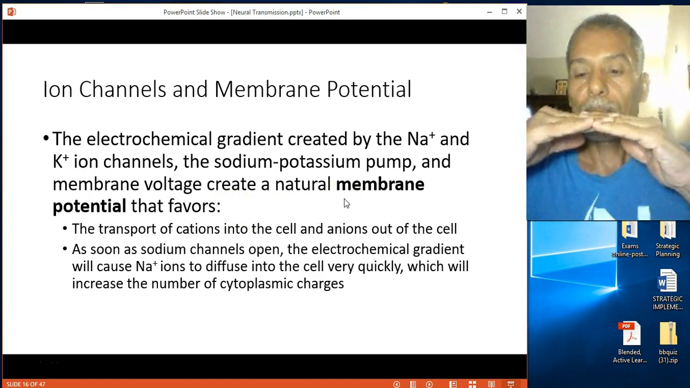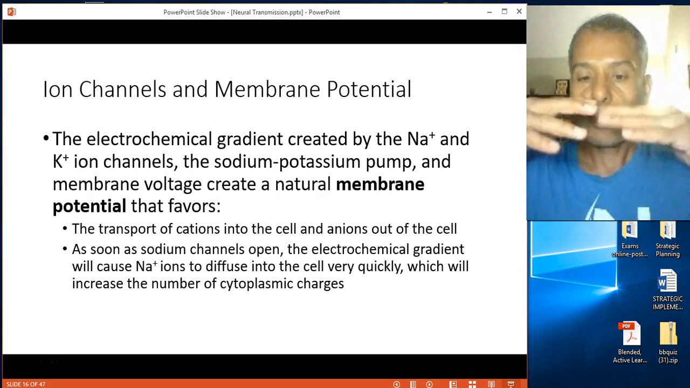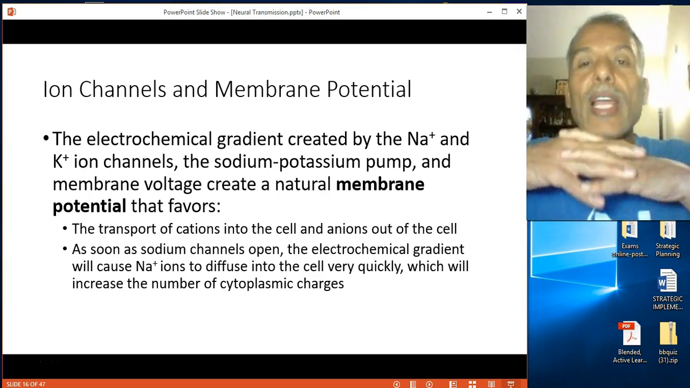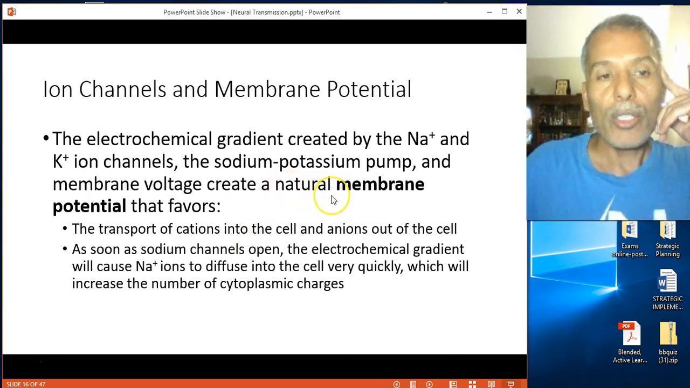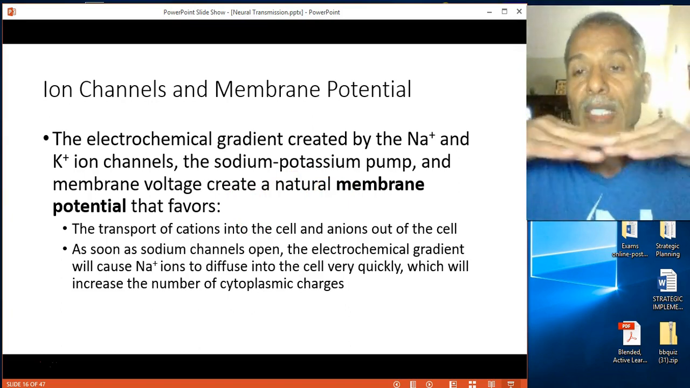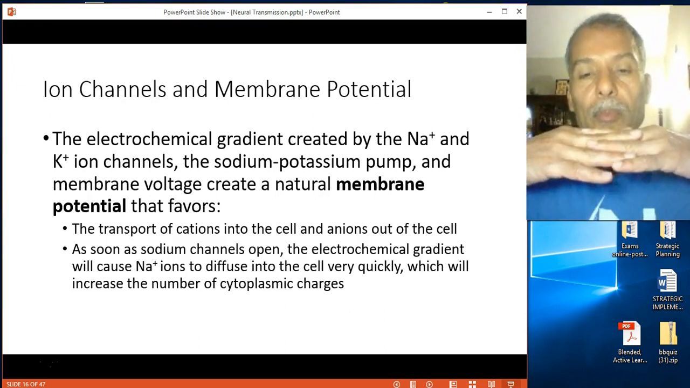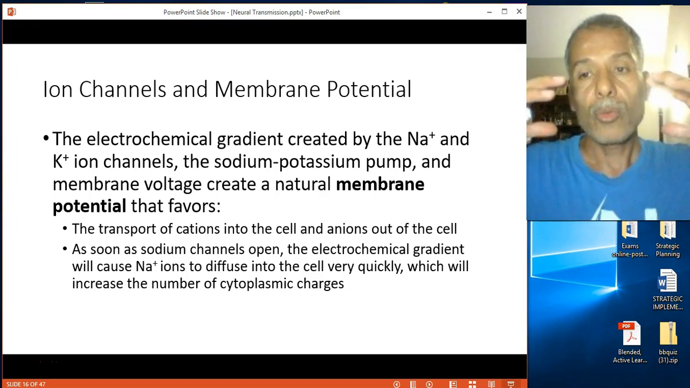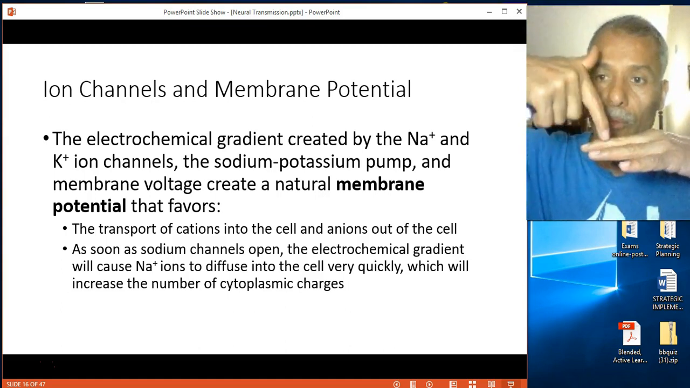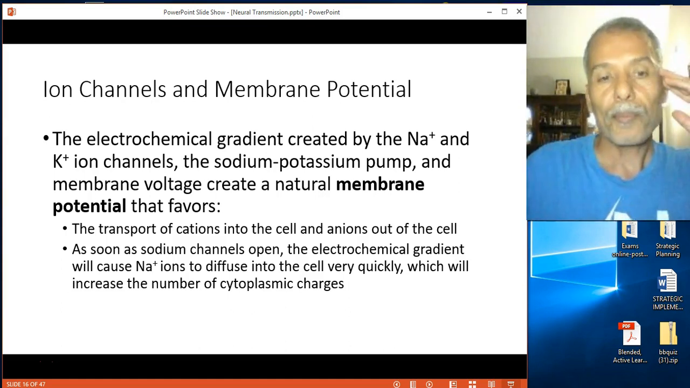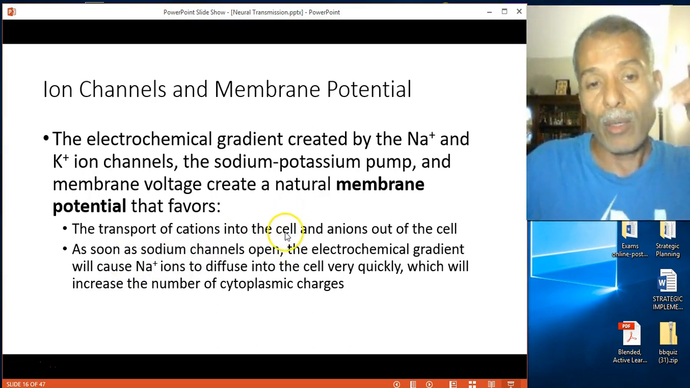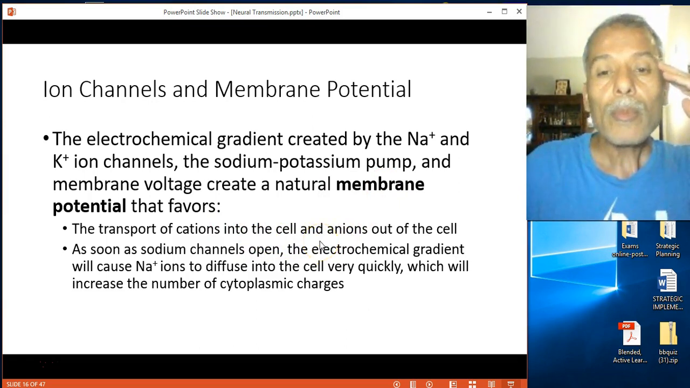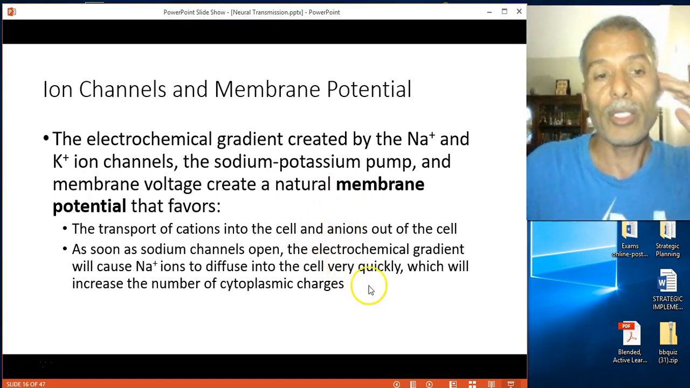So the separation in charges between what's inside the cell and what's outside the cell, the voltage, is called the membrane potential or the resting potential. The membrane potential or resting potential is the difference in charges between the inside and outside. And at rest, it is always going to favor the flow of sodium inward and the flow of potassium outside. So cations, or positive charges, are always wanting to come into the cell, and anions are going to want to leave because there are more negative charges inside.